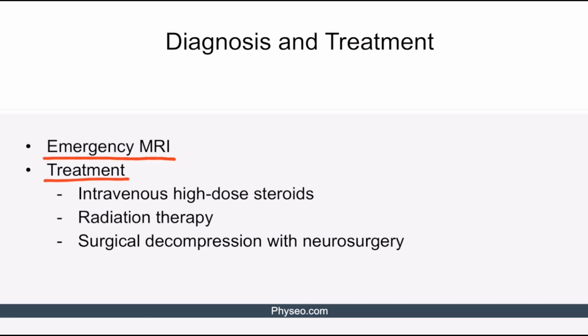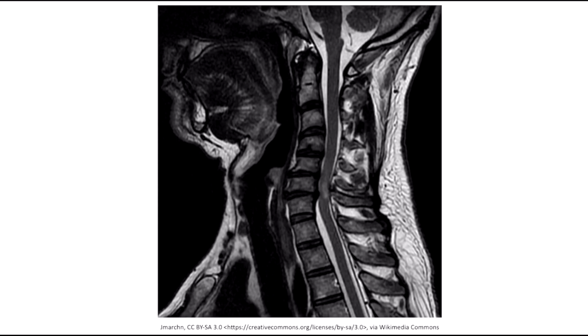In other words, those IV steroids are just a short-term solution. It's just to prevent irreversible nerve damage. But you need to take care of it definitively, and that's why you consult radiation therapy or neurosurgery. Here's an image to illustrate what spinal cord compression can look like on an MRI. So here's the spinal cord, and here's the notable compression at the level of C8 to C7.